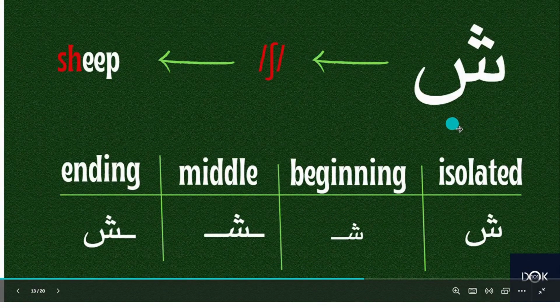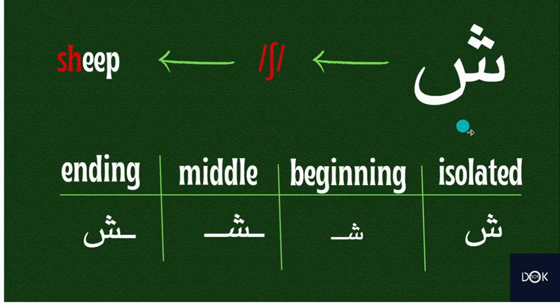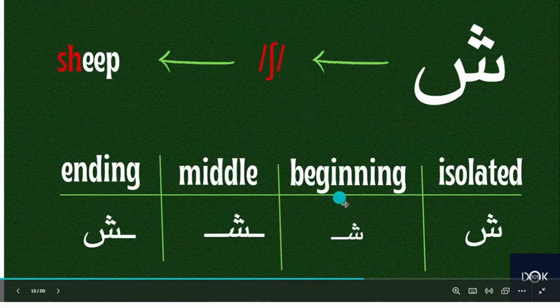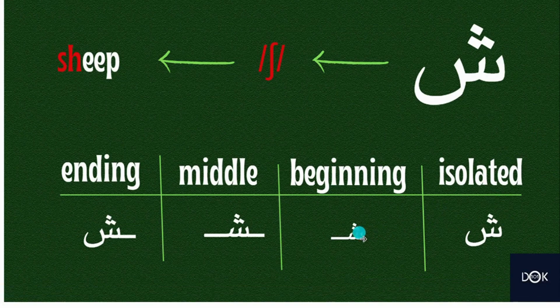Now the next letter is from the family of seen. And the difference between seen and sheen are the three dots on sheen and the sound as well. So the sound of sheen is exactly like the sound of sh in sheep. Sheen, sh. This is the sound, and the formation of sheen is exactly like the letter seen. You can have a look at it. Let's look at the examples.